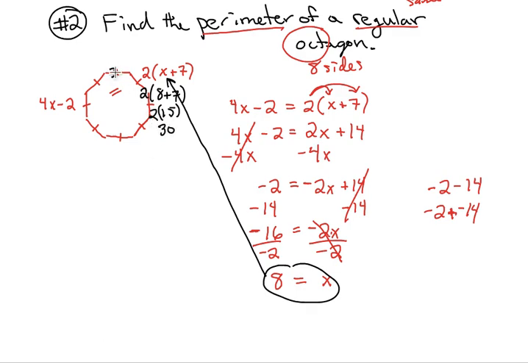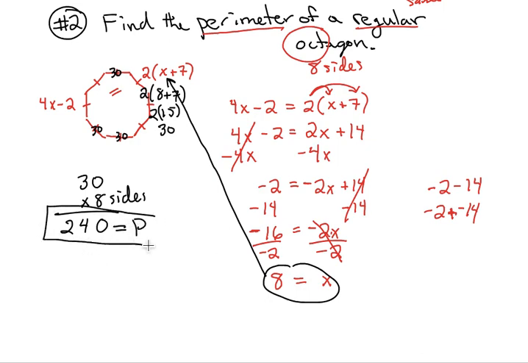So that means each side is 30, 30, 30, and again I have 8 of them, because it's an octagon, 8 sides, so that would be 30 times 8 sides. That would be 0. 8 times 3 is 24 in the tens place. So 240 equals that perimeter. So that's what's going to go on our answer line. And since we don't have any other labels, it's units. But that's that number for that perimeter of a regular polygon, meaning all sides are equal.